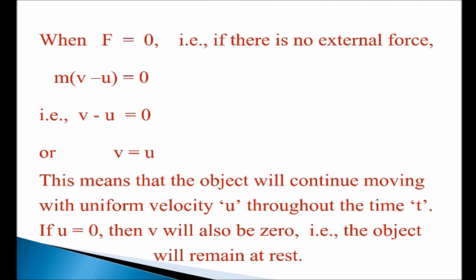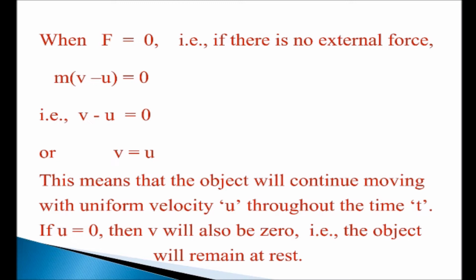When F is equal to 0, that is in the absence of an external force, the above equation changes as m into (v minus u) equals 0. When we bring m to the other side, the equation will change as v minus u equals 0. Bring the negative u to the other side, then you will get the equation as v equals u. That means its final velocity is equal to its initial velocity, which means there is no change in the velocity of an object. That is, the object moves with uniform velocity or it is in uniform motion.